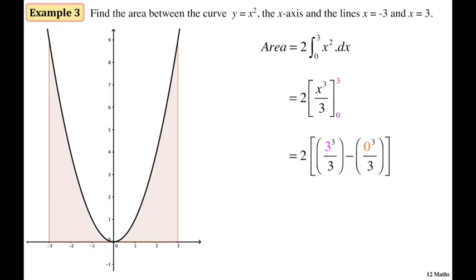So I get 2 lots of, put in 3 first, you get 3 cubed over 3 minus 0 cubed over 3. Now 0 cubed over 3 just becomes 0, so that's easy. You do 2 lots of 3 cubed over 3, you end up with an answer of 2 lots of 9, which is 18 units squared. You can see there's 2 lots of 9. The area on this side is 9 units squared and the area on that side is 9 units squared. Drawing the diagram just gave me another option to do that.